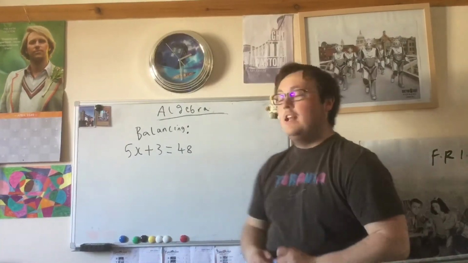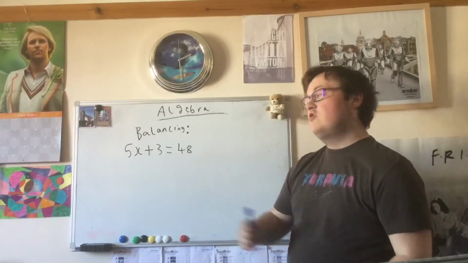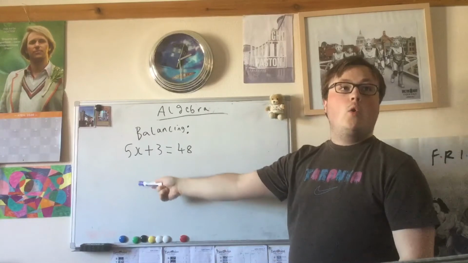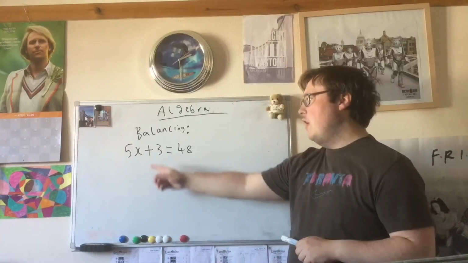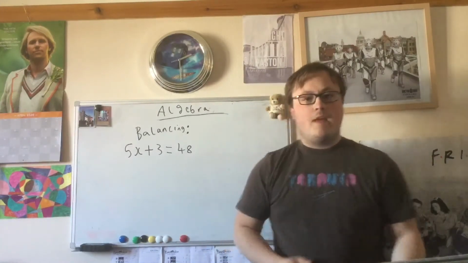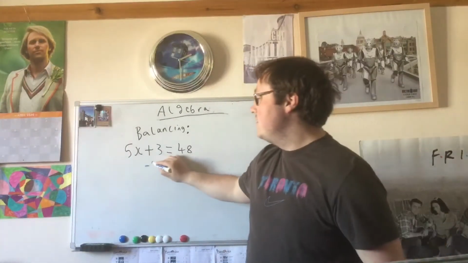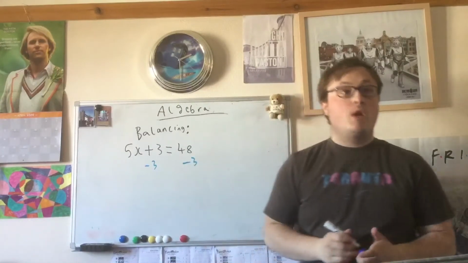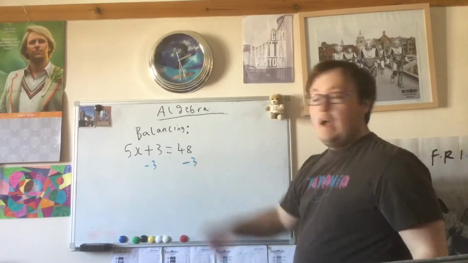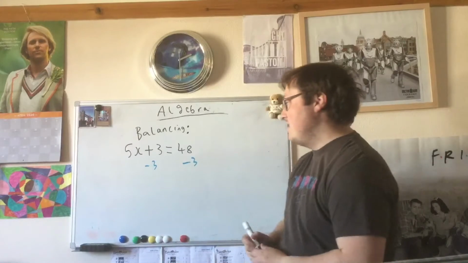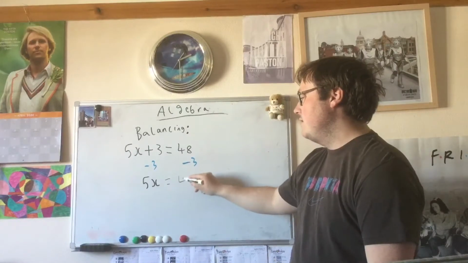So we have 5x plus 3 equals 48. Now what I want to do is balance this equation out so there's just x on this side and all the other numbers are on that side. So what would be the first thing to do? Well, we've got a plus 3 here, and I want to move that 3 to the other side of the equal sign. So how we're going to do that is we're going to minus 3, but on both sides, because we're balancing it. If we're balancing it, we're doing it both ways. So 5x plus 3 minus 3 will just get us 5x. And 48 minus 3 will get us 45.